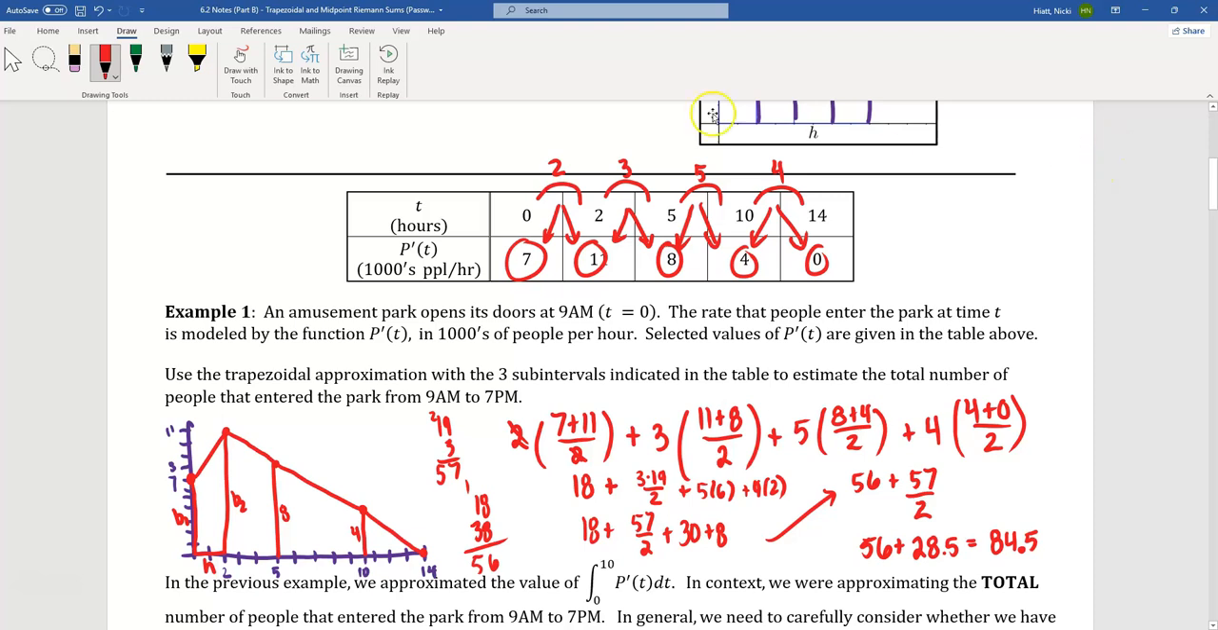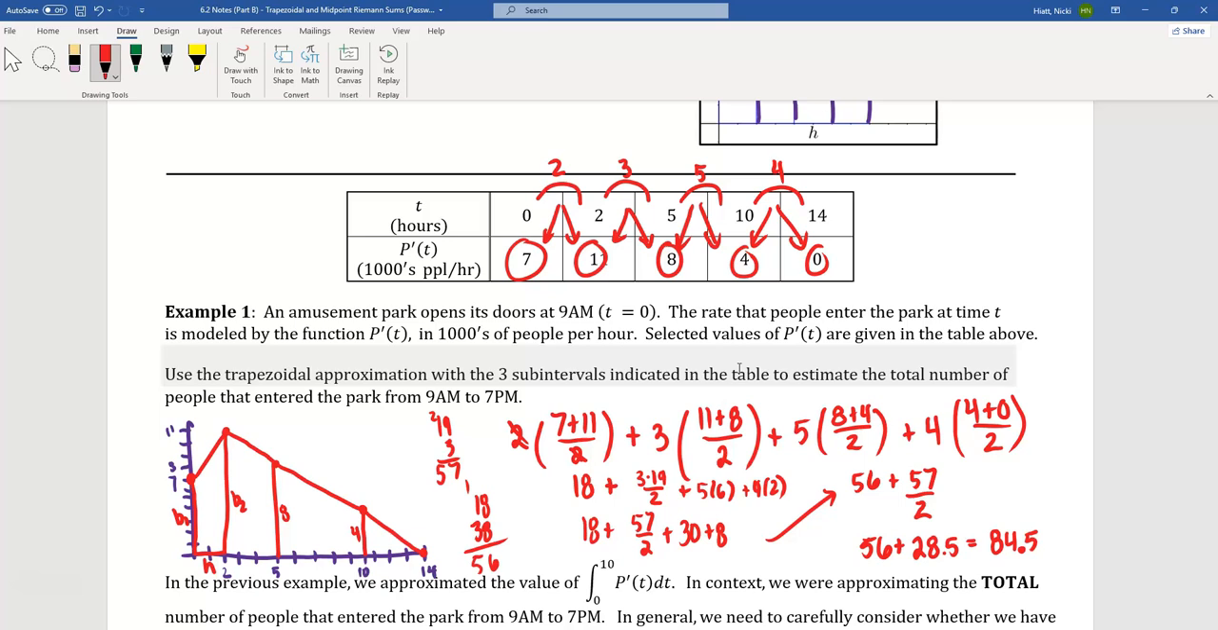For the 14, oh, well, okay, hold on. 9 to 7. Ooh, did I go too far again? It is 3 subintervals. Don't do what I've done. Kids do this a lot, though. This is a very common mistake. I automatically went with everything that was in the table.